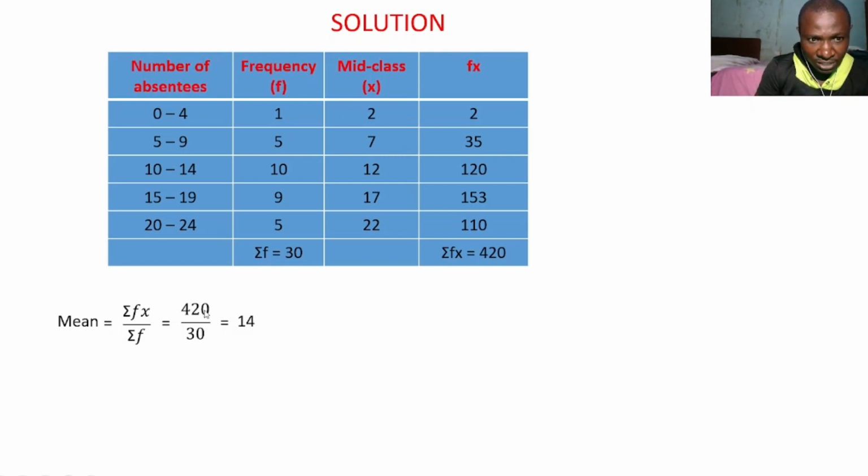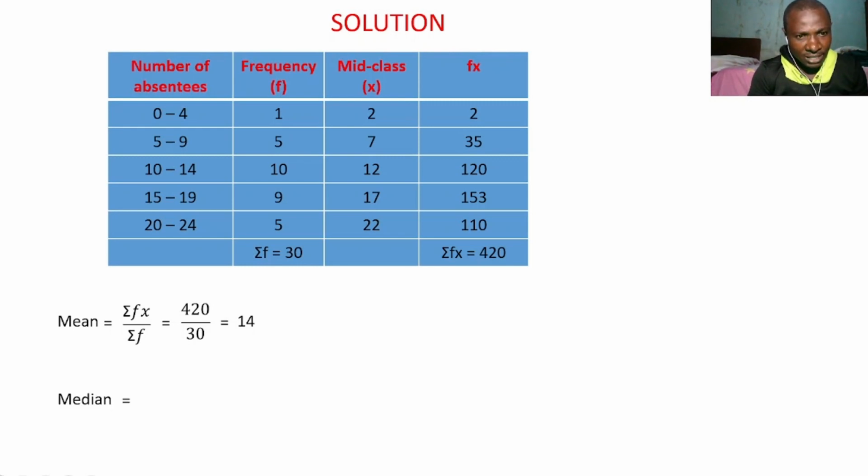How did we arrive at that value? 0 will cancel 0. Now we have 42 divided by 3. 3 in 4 is 1, and remainder 1. 3 in 12 will give us 4. That is how we arrive at 14. So the mean of this question is actually 14. Now, we were asked to determine the mean, the median, and the mode. Now that we have already determined the mean, let's look at the median.